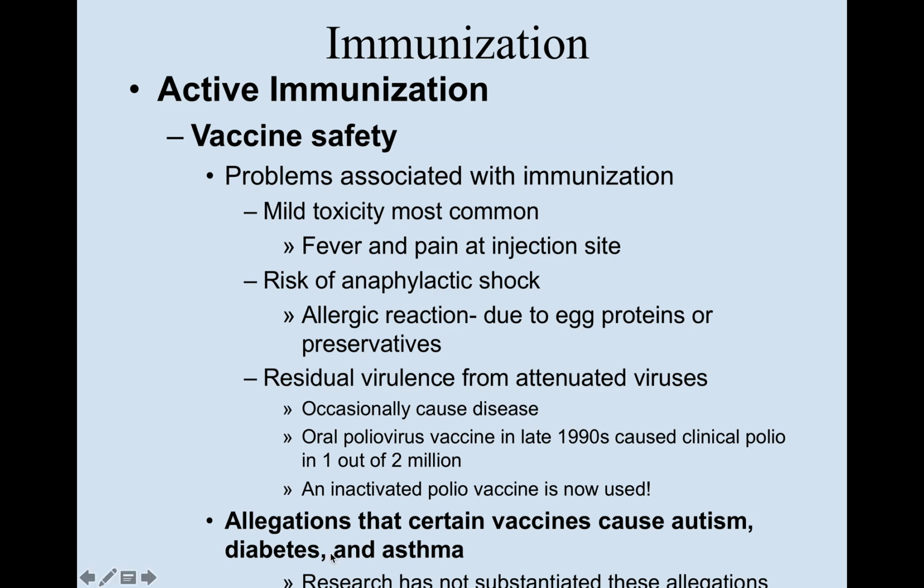And then lastly, the accusations that vaccines cause autism, diabetes, and asthma. There is no cause and effect relationship showing evidence for the causation of these diseases from receiving a vaccine. Research has not substantiated those allegations. This concludes the Chapter 15 video.